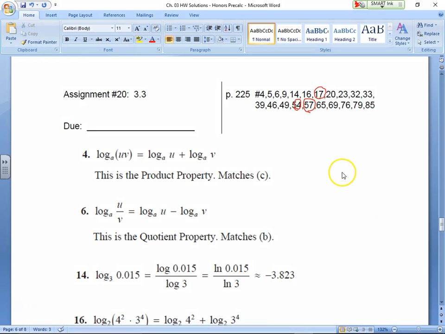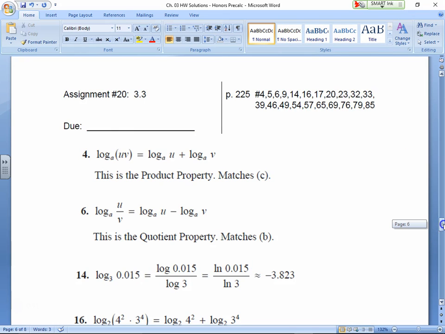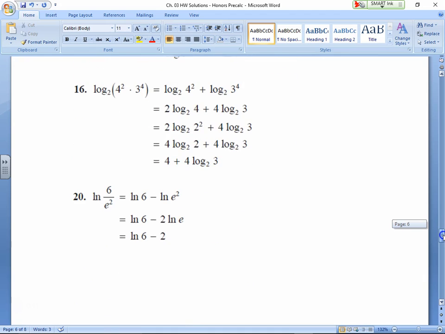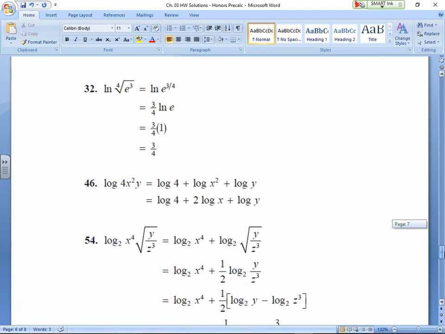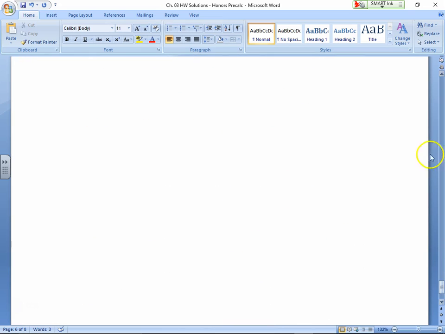I kind of forgot to tape, so I'm going to go ahead and quickly scroll through the answers. Pause as you come to them so that you can check them as you go. There's 4, 6, 14. There's 16 and 20. 32, 46, 54, 76. And done.